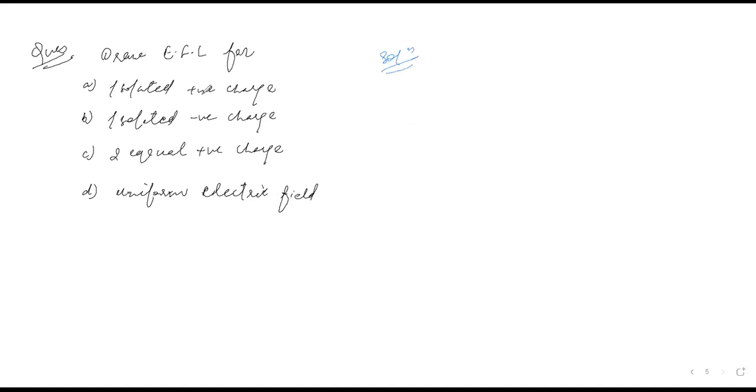Your solution is for isolated positive charge. In the sense, this is your positive charge and the electric field lines are just like this. This is your part A. Part B is isolated negative charge like this. You can draw the electric field lines. This is your answer. For C, two equal positive charges. This means these are the two positive charges and the electric field lines are passing like this.